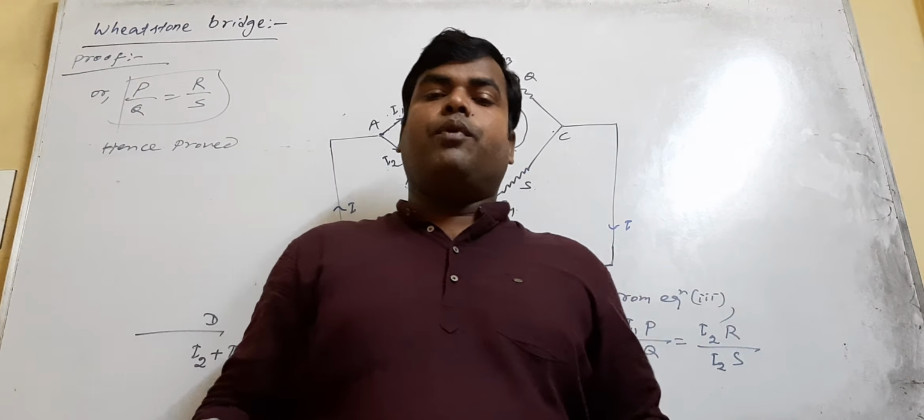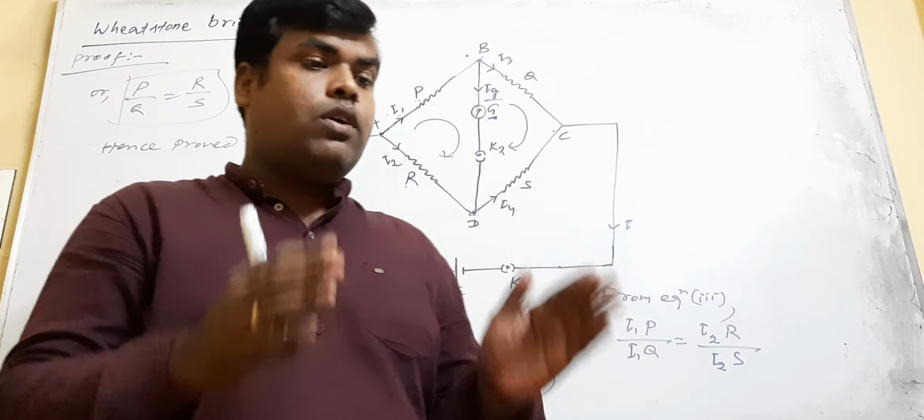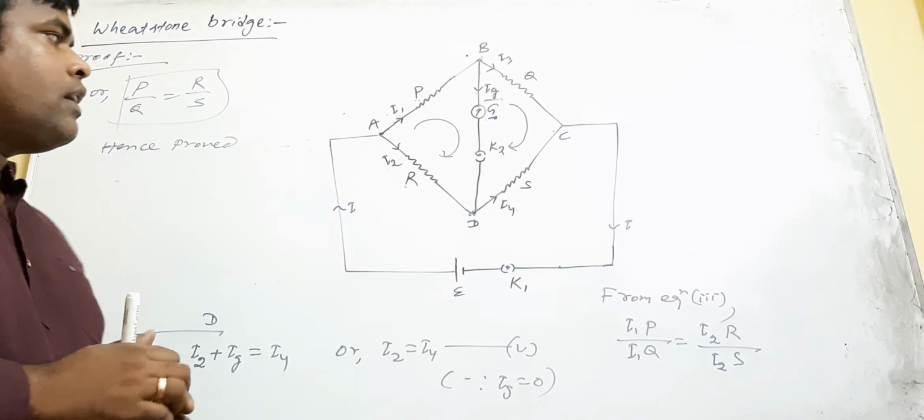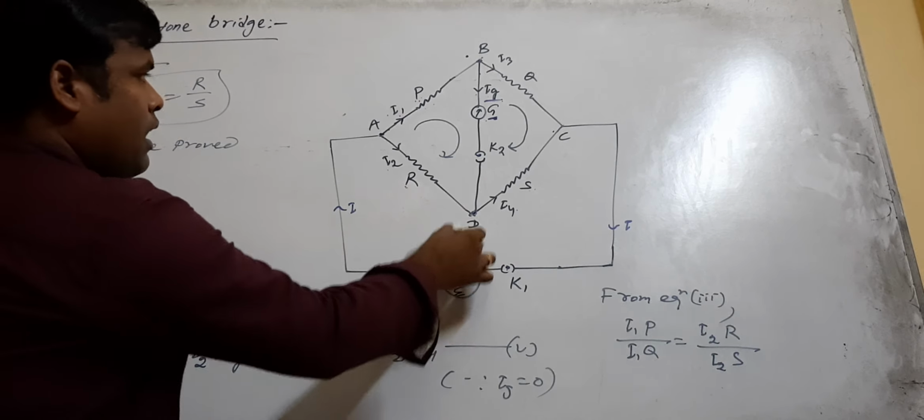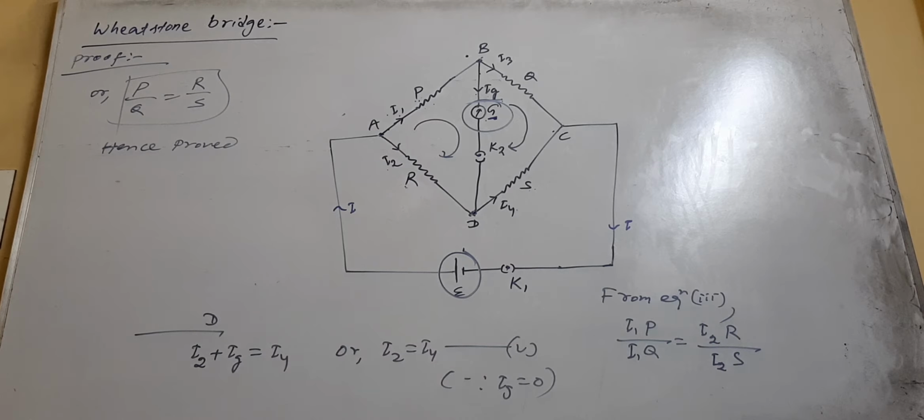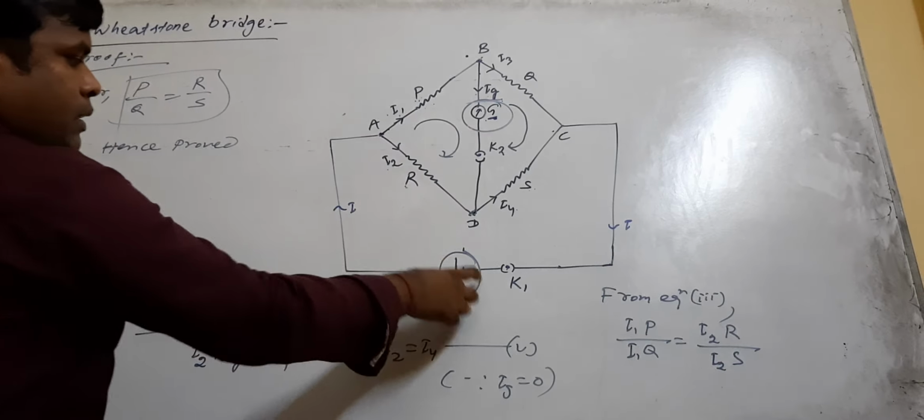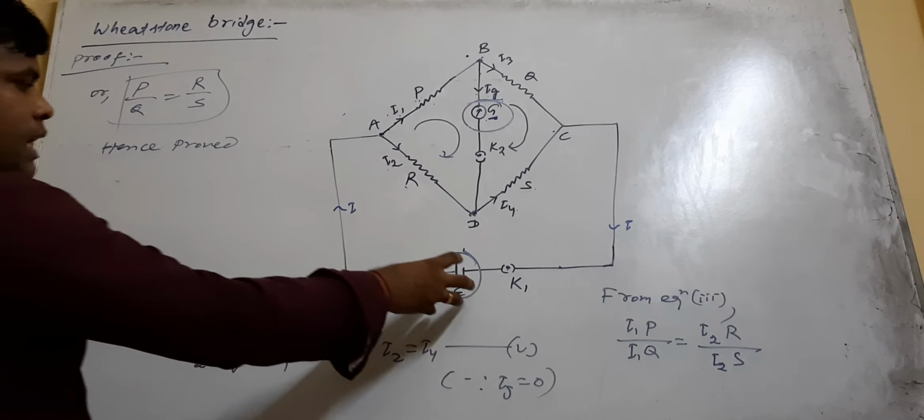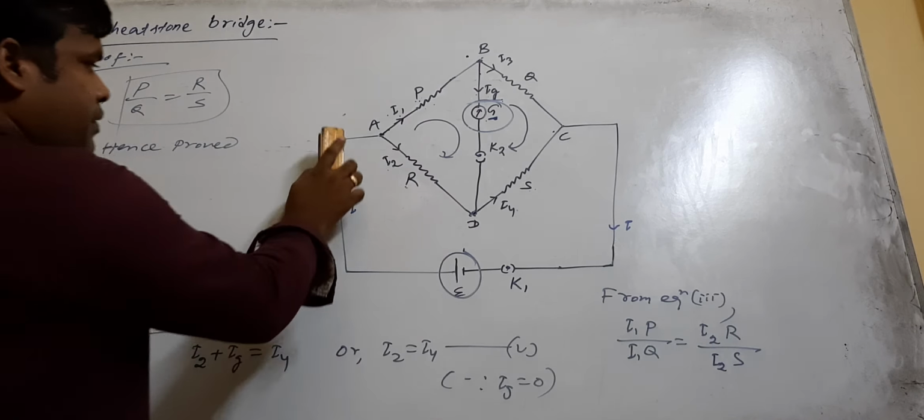Here we have proved the balanced condition of Wheatstone Bridge. So one question I will ask here: if you interchange the position of the cell and the galvanometer, then whether the bridge is balanced or not. That means if you will connect the galvanometer in place of cell and cell in place of galvanometer, then the bridge is balanced or not. So let us verify it.